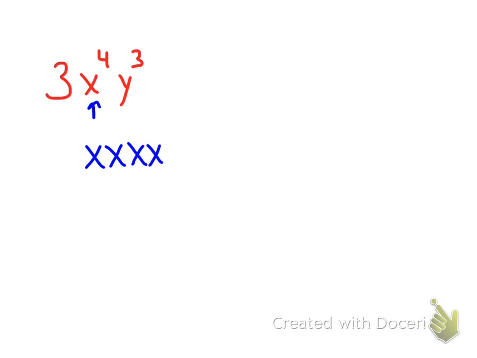Another example would be 3x to the fourth, y to the third. Well, without my exponents, if I want to expand that out and write it as repeated multiplication, this x to the fourth is going to be 1, 2, 3, 4 x's being multiplied together. This y to the third is going to be 1, 2, 3 y's. And I still have the 3, so it represents 3 times x times x times x times x times y times y times y.